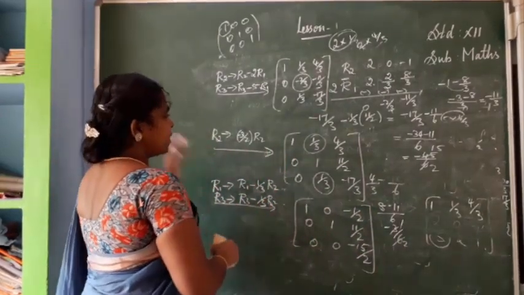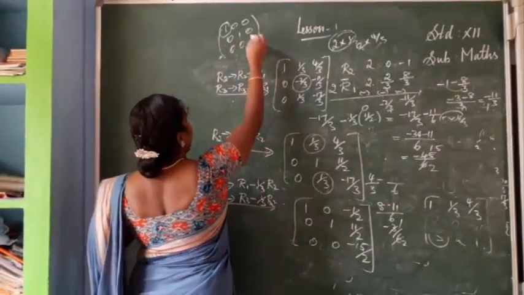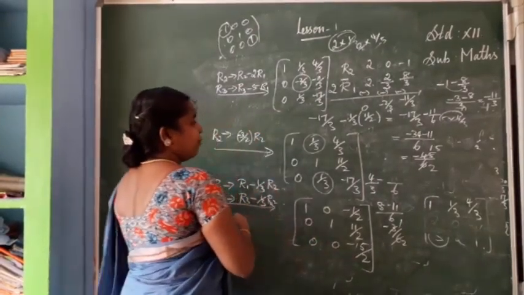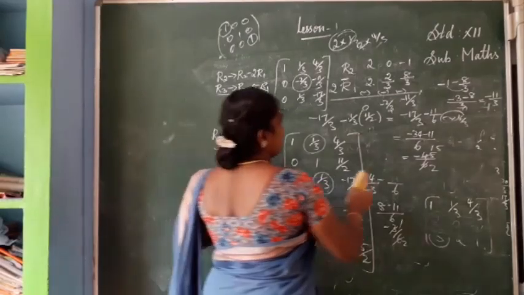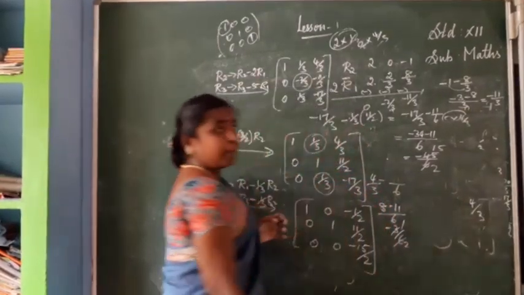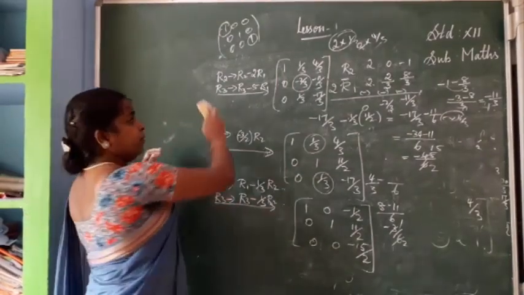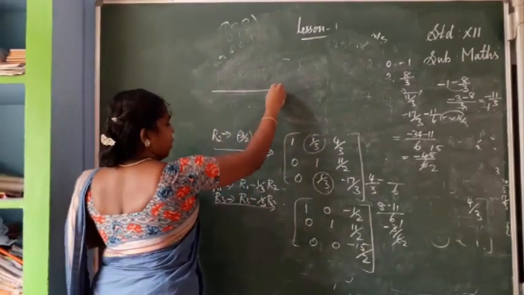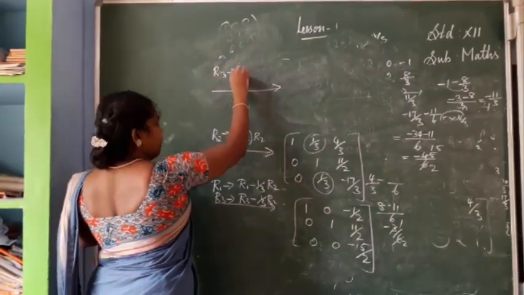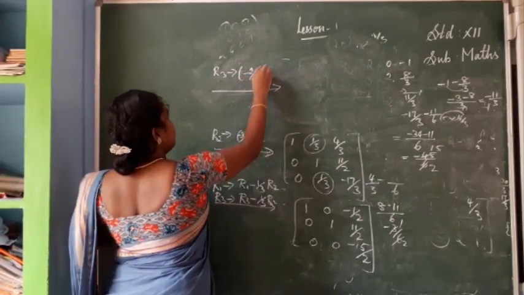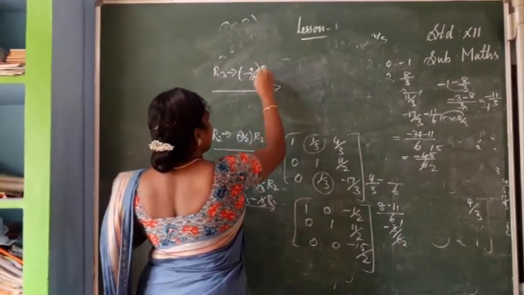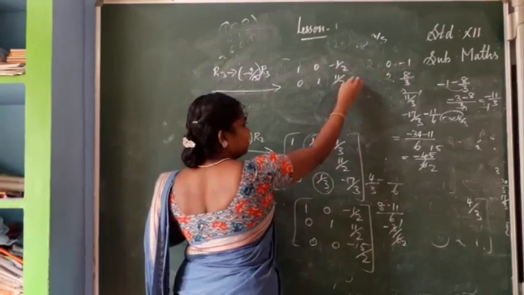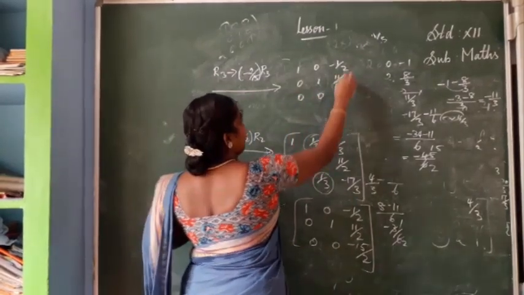Okay, next step. See how to convert the third column. Third element should be 1. For that you have to multiply by the reciprocal of that element. Already minus 15 by 2 is there, so the reciprocal of minus 15 by 2 is minus 2 by 15. So we can do now R3 gives minus 2 by 15 into R3. So what you get? 1, 0, minus 1 by 2. 0, 1, 11 by 2. 0, 0, 1.